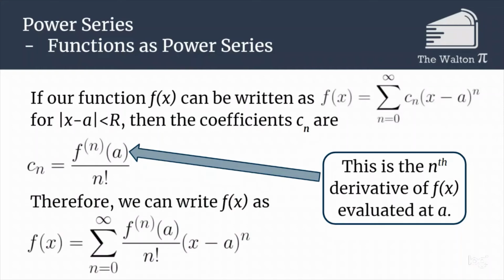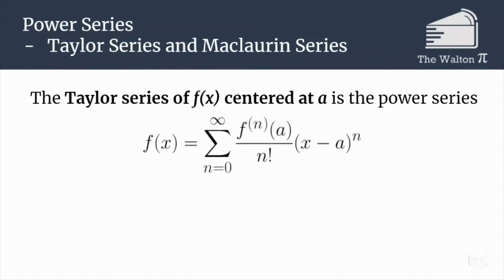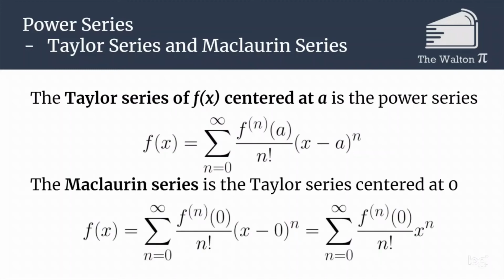So we can write f of x as the sum from n equals 0 to infinity of the nth derivative of f evaluated at a divided by n factorial times x minus a to the n. This then tells us what the Taylor series would be. So the Taylor series of a differentiable function f of x centered at a is the power series, the sum from n equals 0 to infinity of the nth derivative of f evaluated at a divided by n factorial all times x minus a to the n. There's also what's called the Maclaurin series. That's just the Taylor series centered at 0.